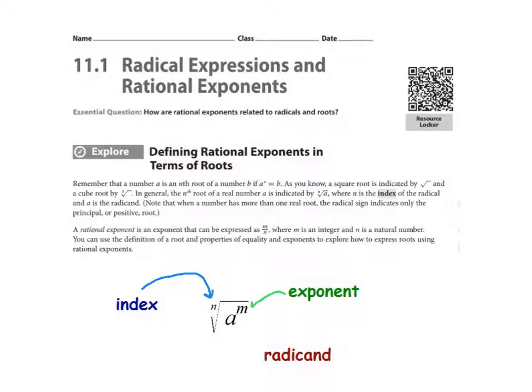Then we have the exponent. Sometimes there's an exponent, sometimes there's not. If you don't see an exponent, you can always put a 1 in that place. And we call the radicand the base. In this example, we're calling it A. It could be a number or it could be a variable. Please memorize this terminology.